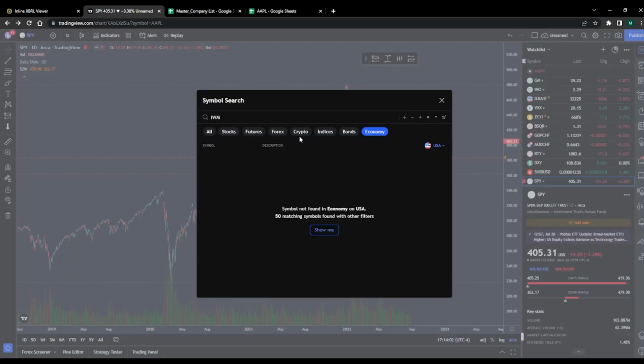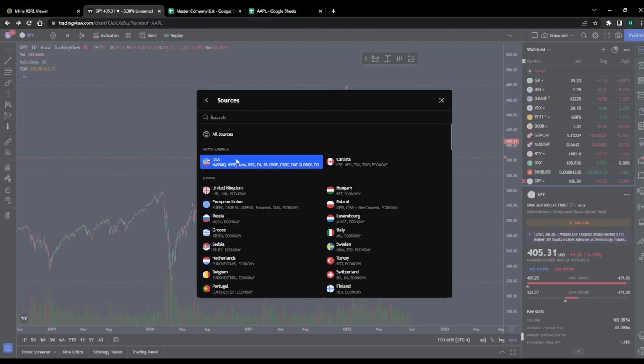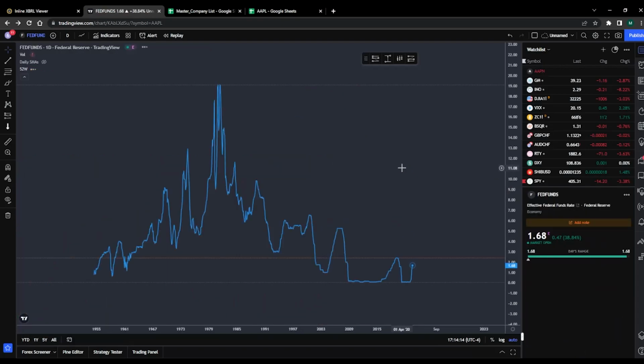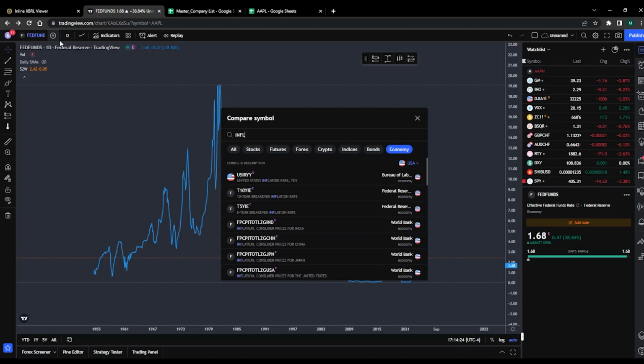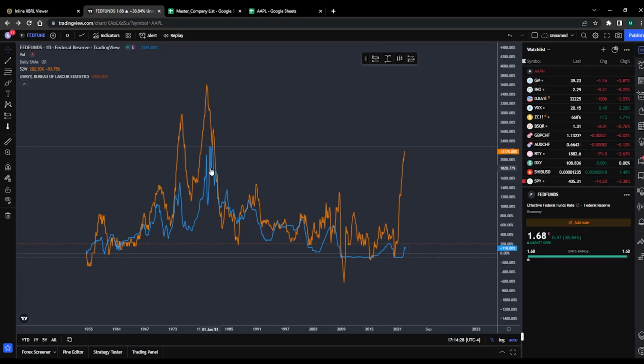Not only can you look at stocks, there's futures, forex, crypto, indices, bonds, and often overlooked is this economy tab. And if you search and filter by specific countries, so the USA, you can look at the federal funds rate. You can see it's been ticking up over time. The federal funds rate was 19%, and if we compare that to USA inflation, you can see that they raised rates to help deal with high inflation at the time, and ultimately were able to bring it back down once they raised rates to 19%.